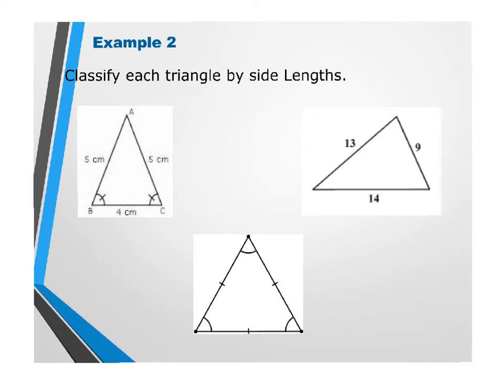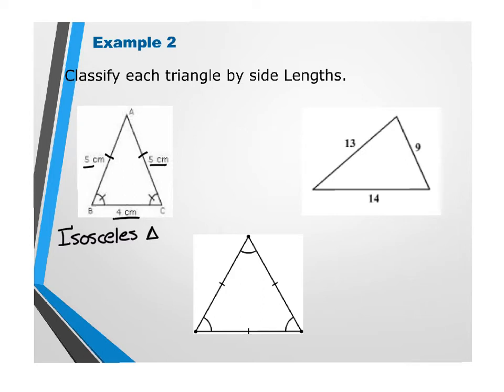Okay, in this example 2, I'm going to ask you again to classify the triangles, but by side length this time. So this first one, right here we have triangle ABC. These two side lengths we can see are congruent to each other because they're both 5 centimeters. This side right here is 4 centimeters, so this isn't going to be an equilateral triangle, it's going to be an isosceles triangle because two sides are congruent. So let's spell this. Isosceles. There you go.